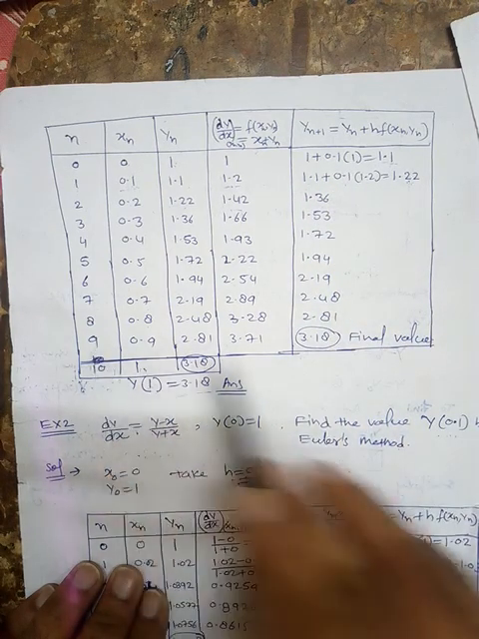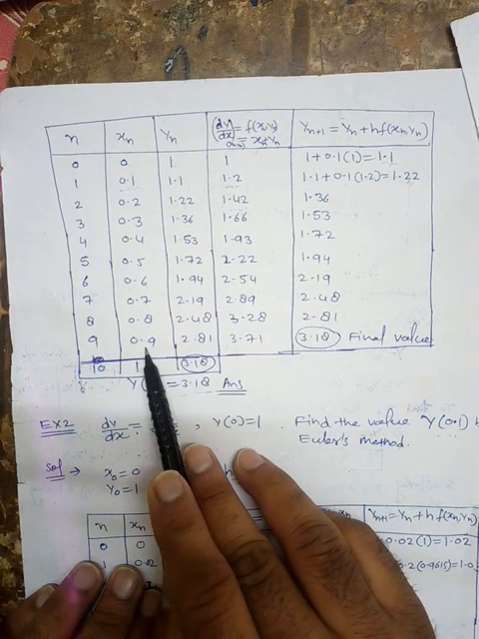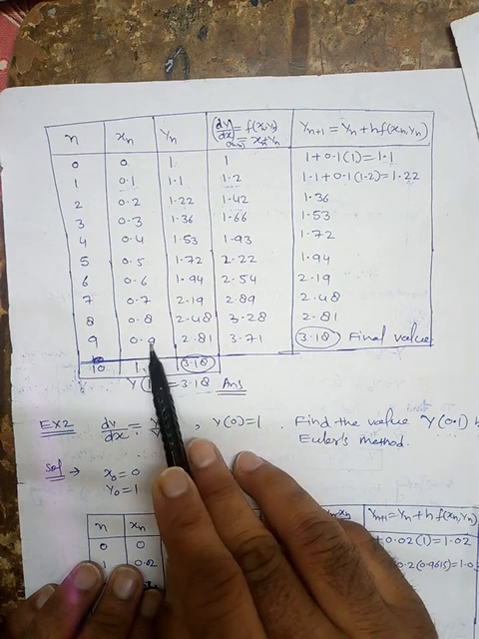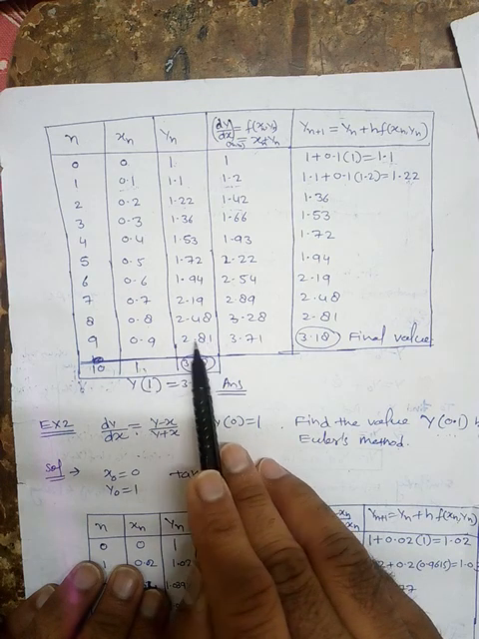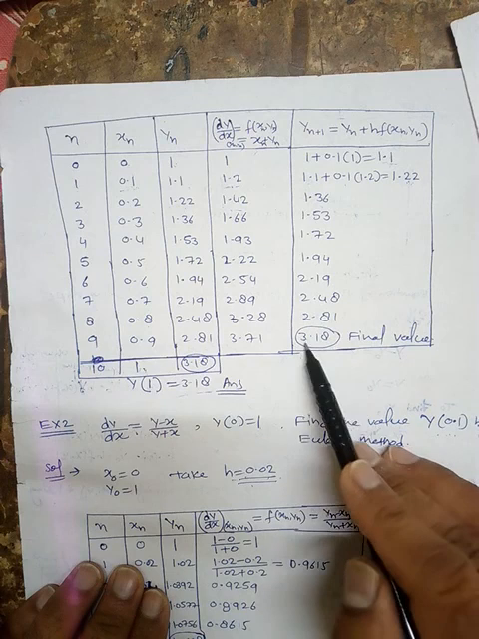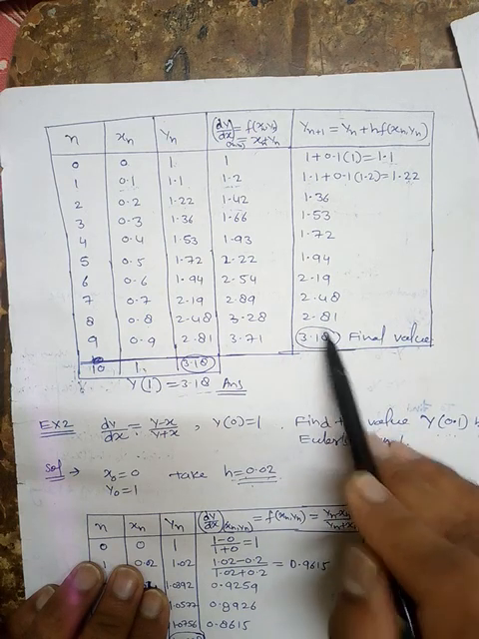At last, xn is 0.9 and y at 0.9 is 2.81, and then finally we have evaluated y at 1. This is the final value, y at 1 is 3.18. So this is the solution. This is the procedure.